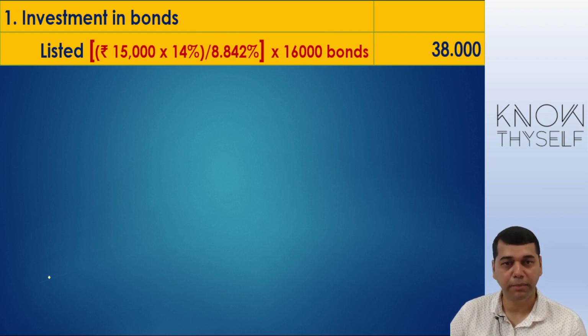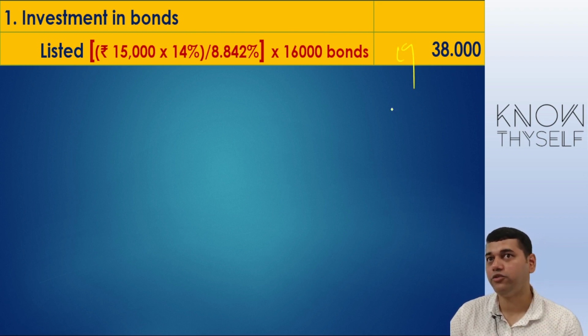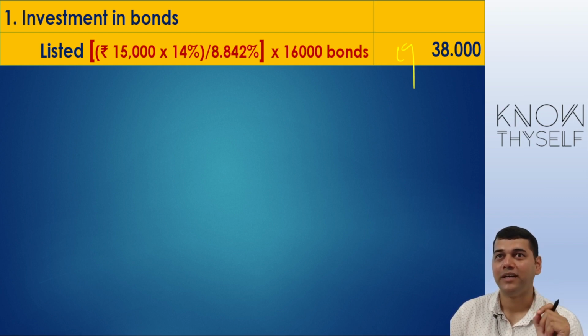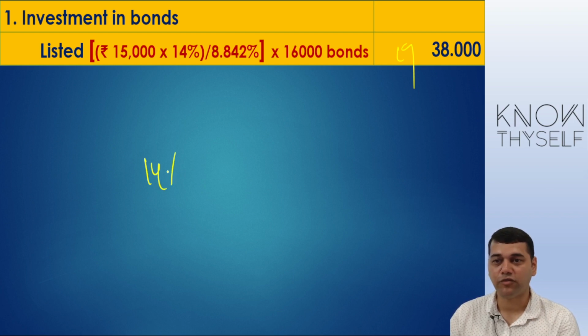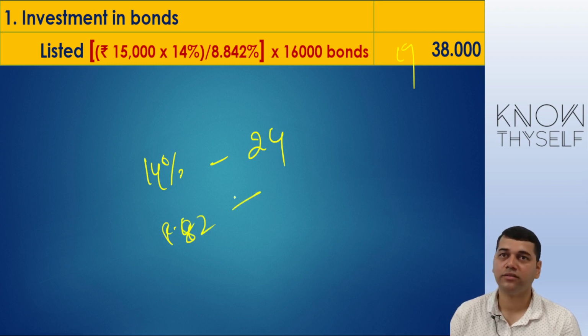Otherwise what happened, you end up getting 38 divided by 2, 19 lakhs, 19 crores. Actually, it should make some... wrong. What is the problem? See, when the market expectation was 14%, the value of bond was 24. When the market expectation came down, should the value of bond increase or decrease? Increase, no.